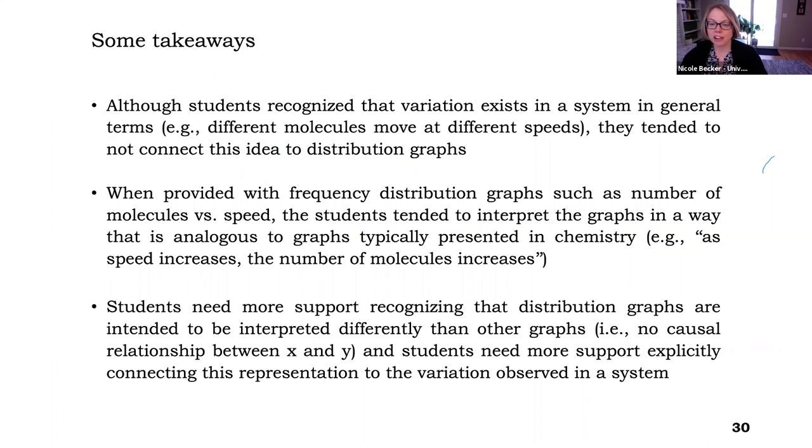So to recap, reasoning rooted in the varied population schema allows students to draw rich inferences about phenomena from graphical representations and make connections between concepts. To summarize our findings, we observed that although students recognize that variation exists in a system in general terms, that is, different molecules move at different speeds, they tended not to connect this idea to distribution graphs. When provided with frequency distribution graphs, such as number of molecules versus speed, the students tended to interpret the graphs in a way that's analogous to graphs typically presented in chemistry. As speed increases, the number of molecules increases, for instance, often implying a linear relationship.